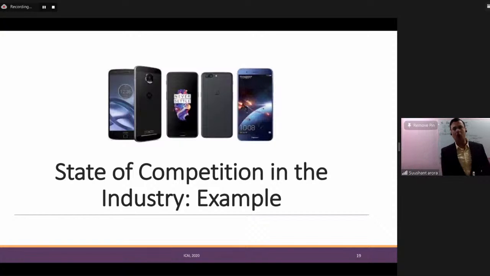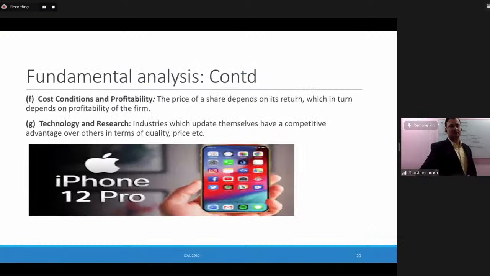But still, today also, the only company to touch this 2 trillion mark is the Apple company, which is listed on the, I think, New York Stock Exchange, if I'm right. So this is called your state of competition. We are continuing with fundamental analysis. So the sixth point is cost, conditions, and profitability. The price of the shares again depends on its return, which in turn depends on the profitability of the company. So if you give me profit, I will take your company to the next good market cap.